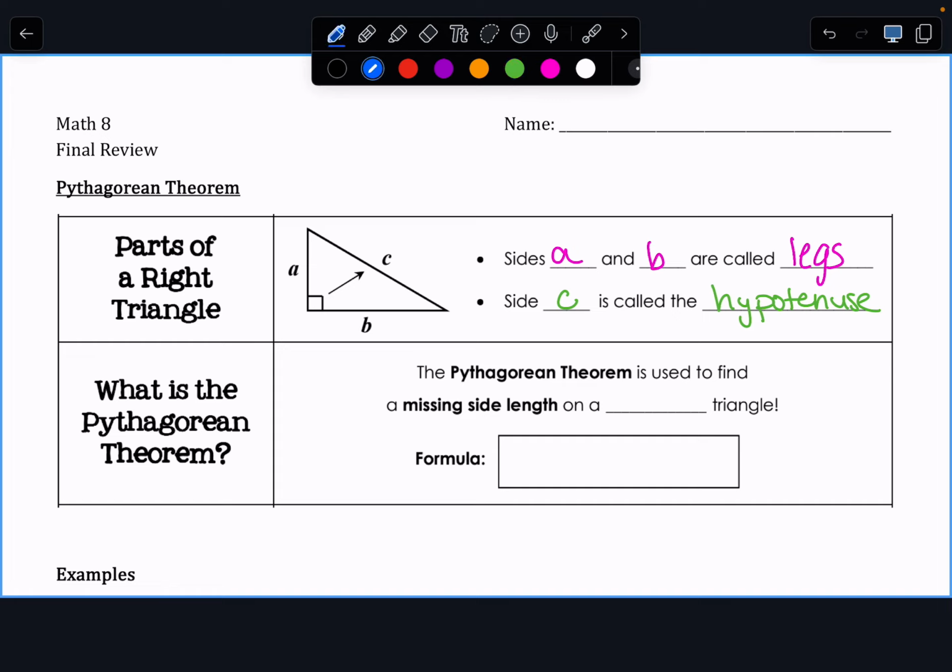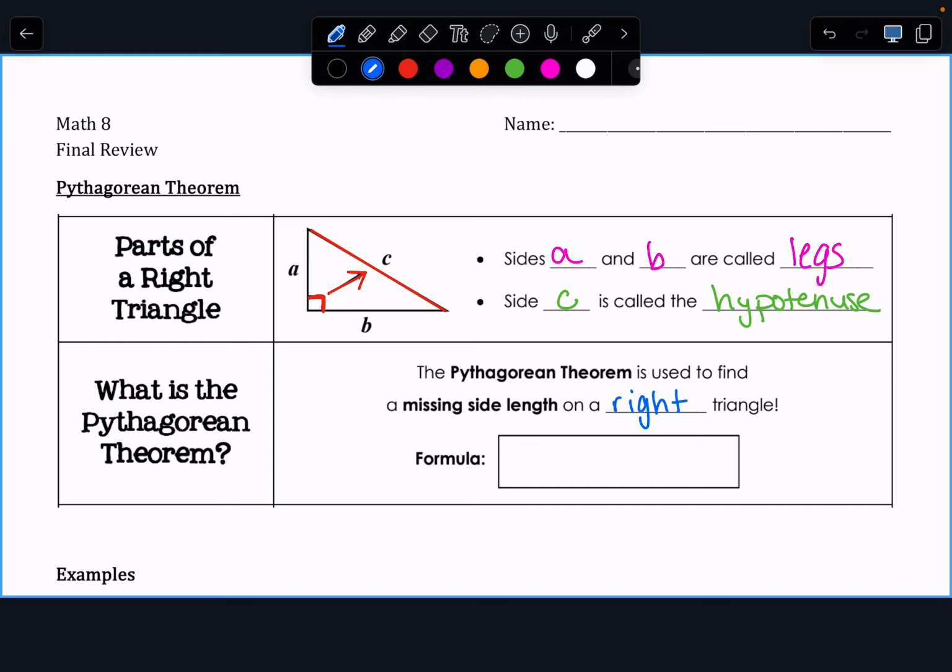Now, the Pythagorean theorem can only be used on right triangles. So we're looking for this right angle right here. The hypotenuse is always going to be across from the right angle. That's how we know. When we have all three sides, what's true about the hypotenuse? It's the biggest. Okay. Raise your hand if you can tell me what the Pythagorean theorem is.